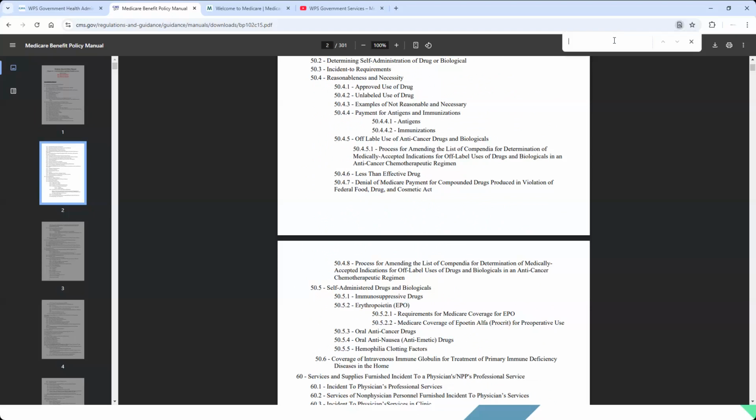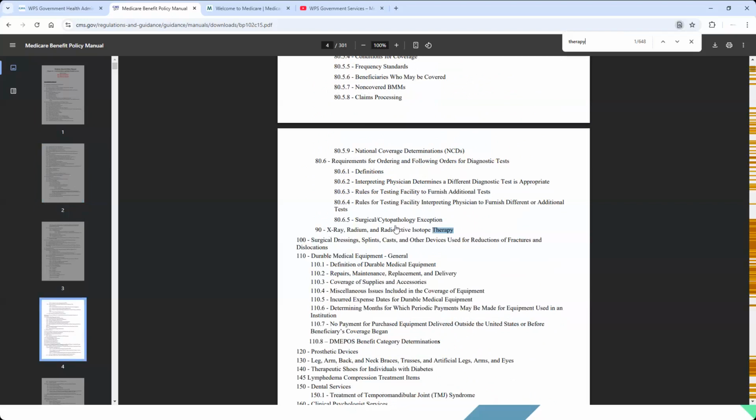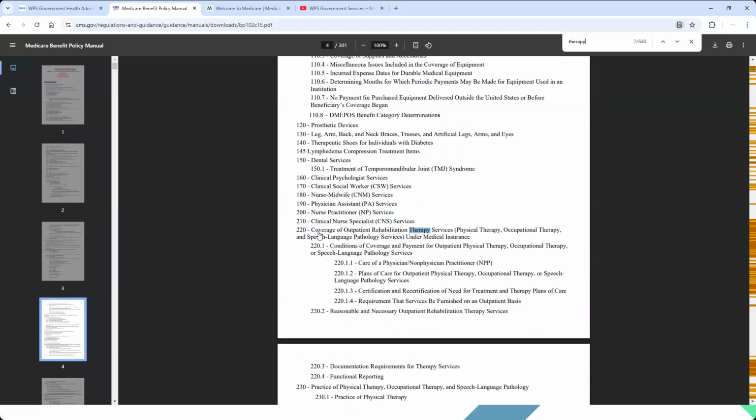And you can do this quite quickly and just say, I want therapy benefits. It will then sort out and say, okay, here's all the hits we have. Is this the therapy that we're looking for? Not today. Oh, here it is. We were looking for coverage of outpatient rehabilitation therapy, PT, OT, and SLP. This is what you asked me about.